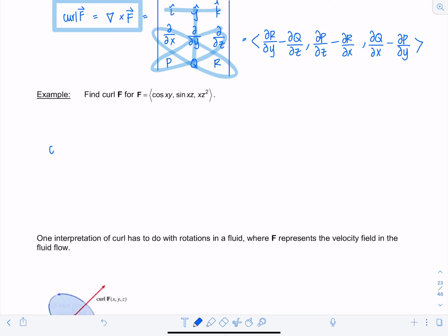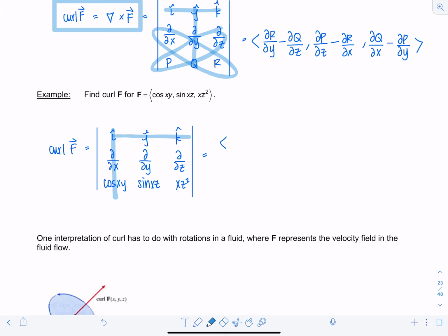All right, so here is how I recommend setting up your determinant. Write out the bottom row with the vector field first. That way you know your spacing is appropriate. Cosine xy, sine xz, and xz squared, and then just work your way up. So you'll have ∂/∂x, ∂/∂y, ∂/∂z, and then i hat, j hat, k hat last. Okay, so let's go ahead and see what we got.